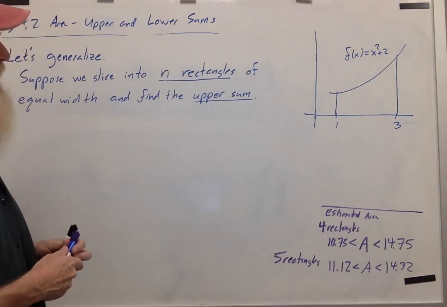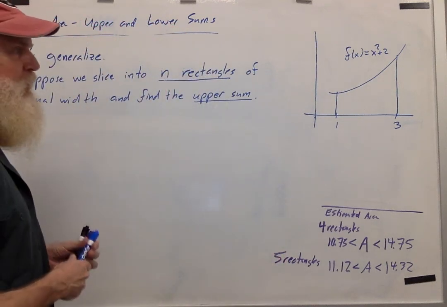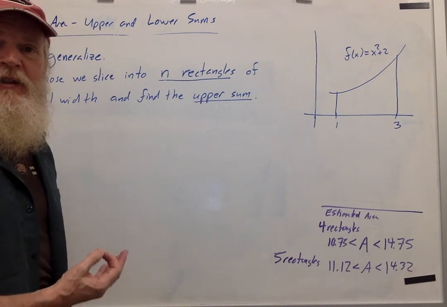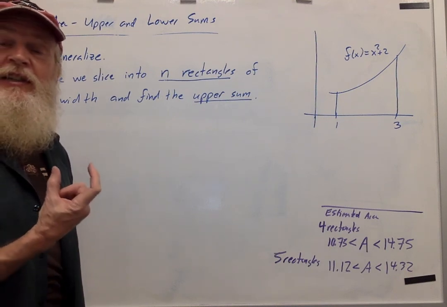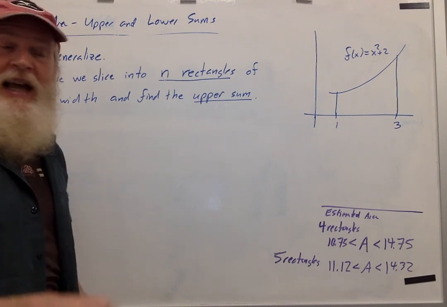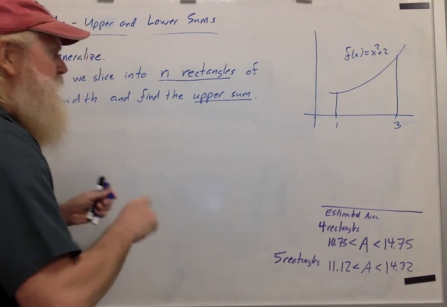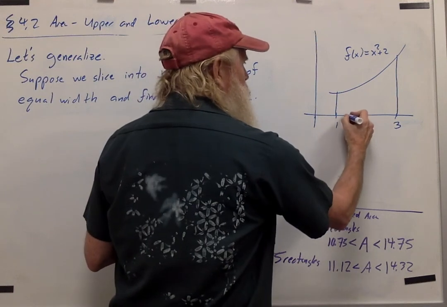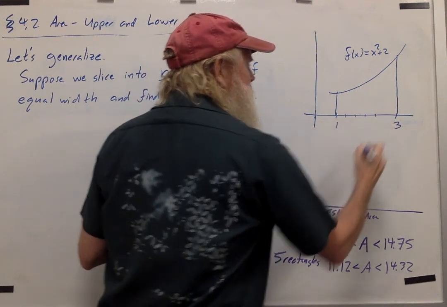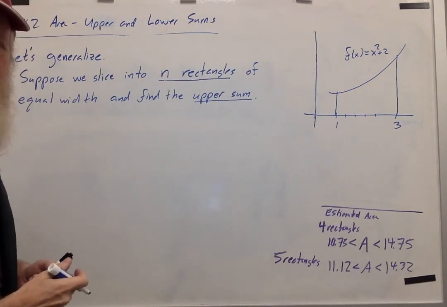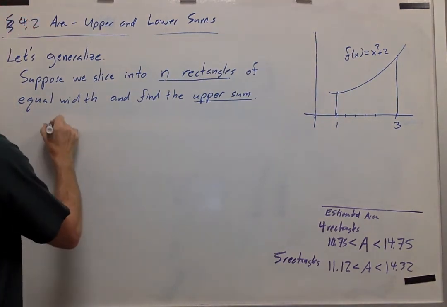So to find the total area of the rectangles, we need to find the area of each rectangle. And for each rectangle, we need to know what its base is and what its height is. Let's work on the base first. So we want to take this interval from 1 to 3 and cut it into n equal pieces. Let's see what the width of each piece will be.